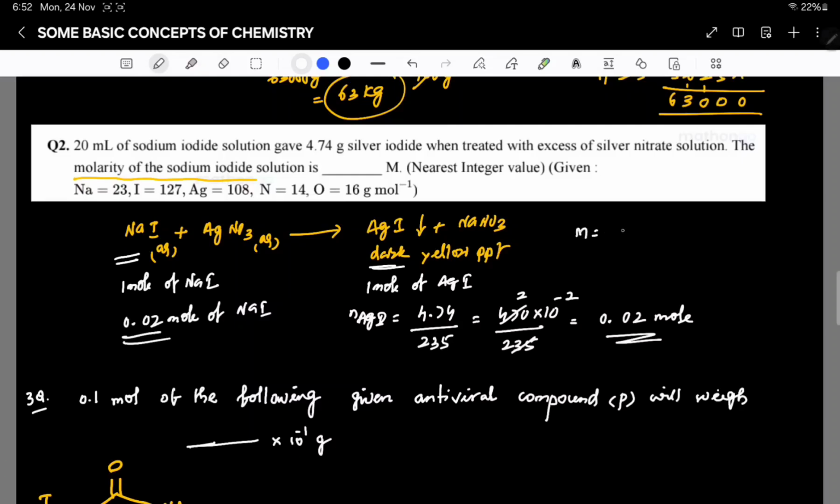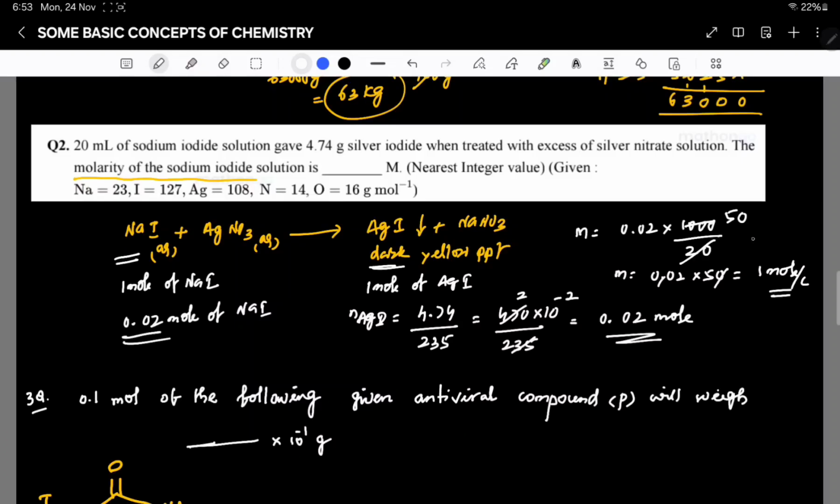So molarity is equal to, student, number of moles into 1000 divided by volume of solution, which is 20. Right? So 1000 by 20 is 50, right? Now if you multiply 0.02 into 50, one zero gets cancelled, then 0.2 into 5. So the answer is, student, 1 mole per liter, right? So the answer will be what, student?